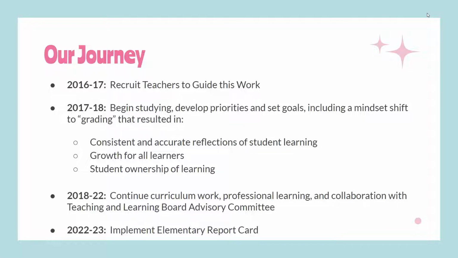And so then in the 2017-18 school year, we had a group of 43 people, primarily teachers, who studied. We did book studies. We researched what other districts were doing. And we ultimately developed priorities and set goals that would ensure that we were looking at consistent and accurate reflections of student learning, growth for all learners, and getting our students to own part of that work. And then for the last 4 years, even during COVID, we have really been doing a lot of this work behind the scenes, updating our curriculum processes with priority standards. You're going to see proficiency scales tonight. There's been a lot of professional learning with staff and honestly, even with parents.